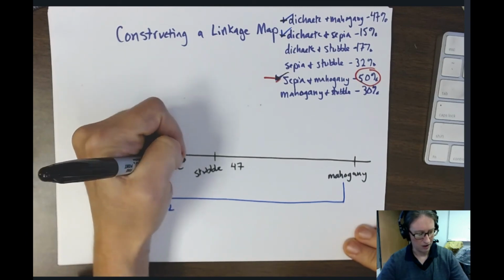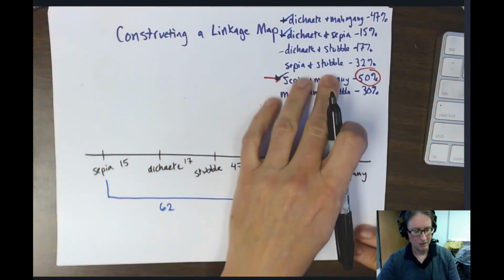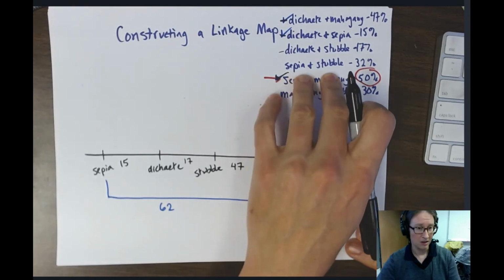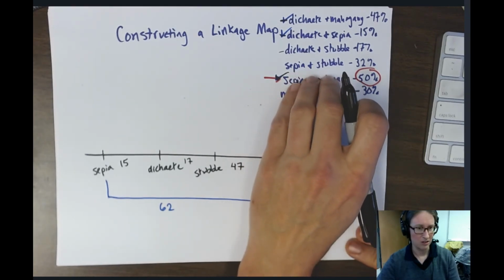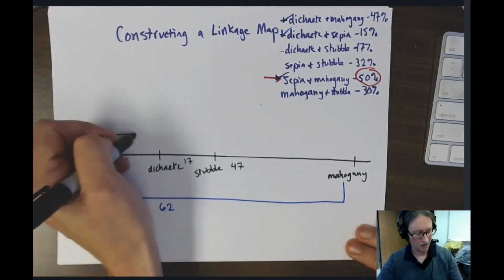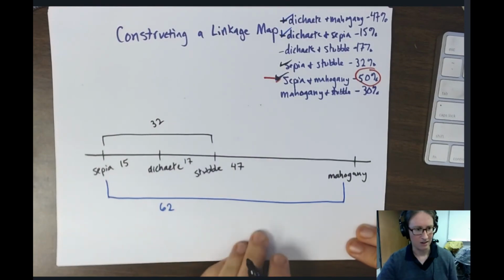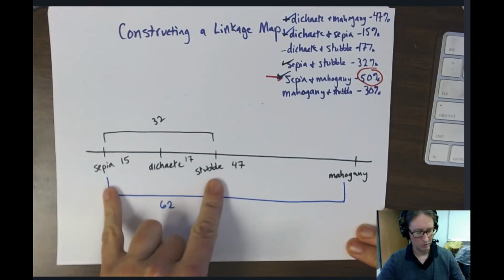And we know that we've got 17 map units here. And then we can actually check our work. Sepia and stubble are 32% recombination, 32 map units apart. We've got 17 here, 15 here. That adds up to 32. So yes, that corresponds with what we would expect.